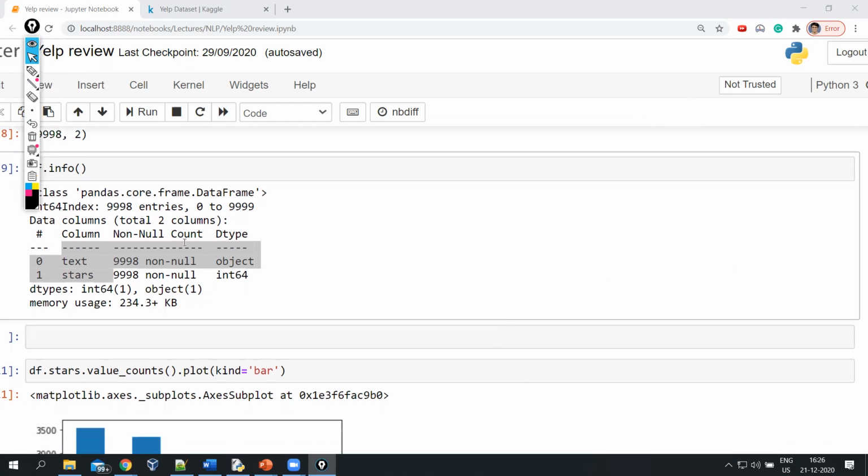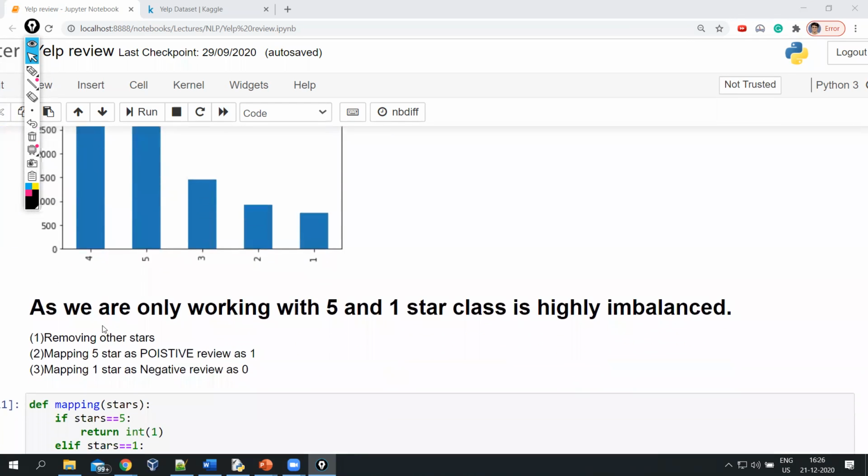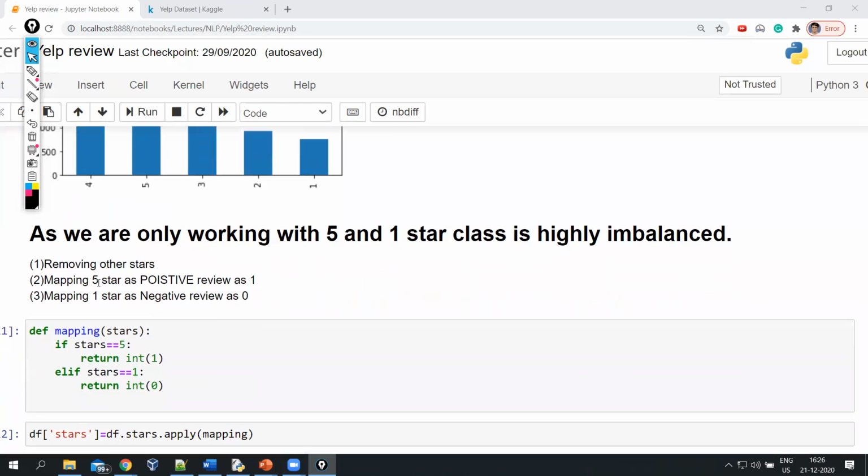Okay, coming to the section, you can see the star counts. 4 star has the highest, people have given 4 star maximum, 5 star are a little less, and 1 star are very less. So this is a highly imbalanced data class, but the focus here would be to understand the bag of words model. As we are working on 5 star and 1 star, the class is highly imbalanced. So I'm explaining the part now.